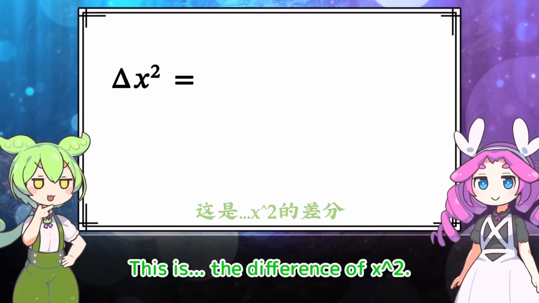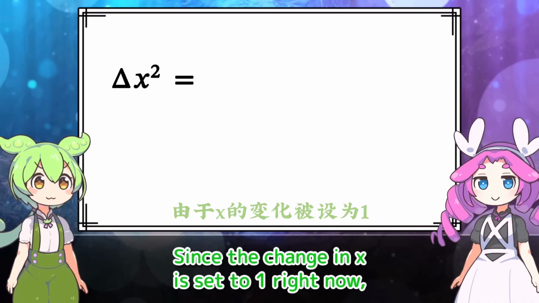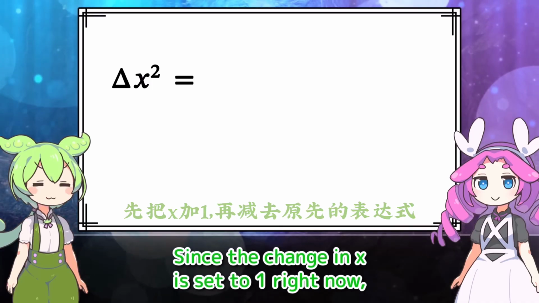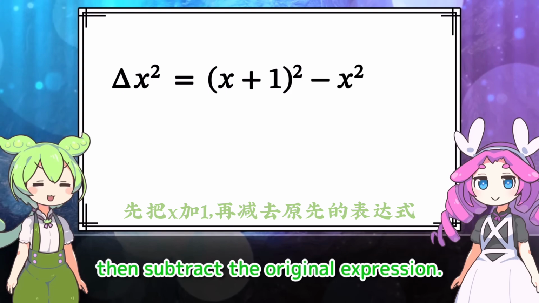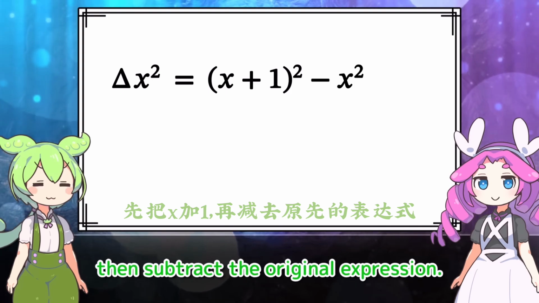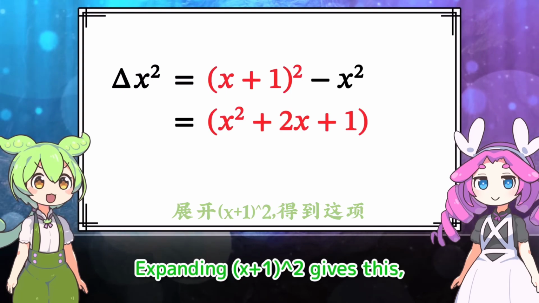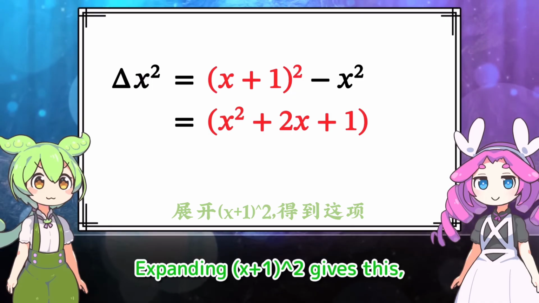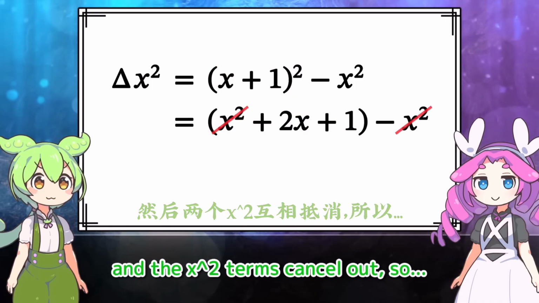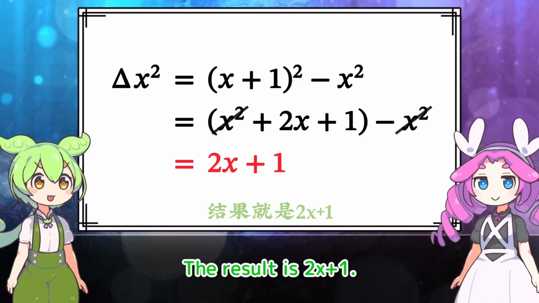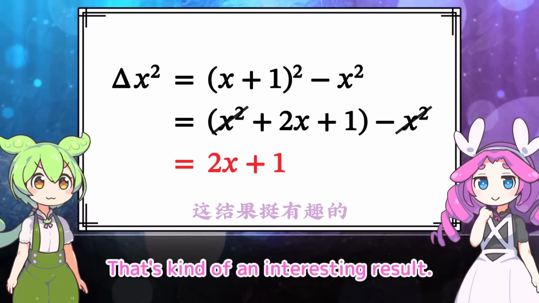This is the difference of x squared? Since the change in x is set to 1 right now, first add 1 to x, then subtract the original expression. You're right. Expanding x plus 1 squared gives this, and the x squared terms cancel out, so the result is 2x plus 1. That's kind of an interesting result.